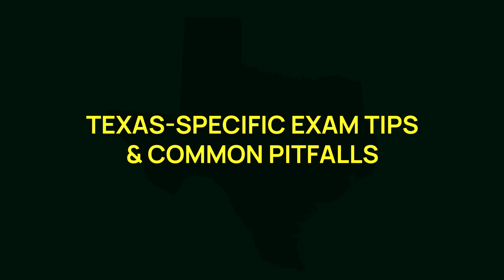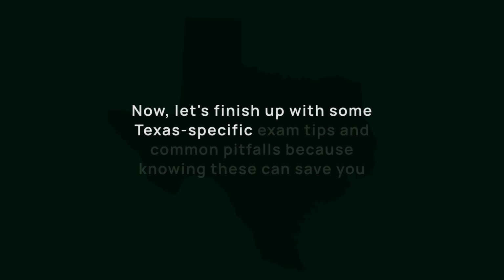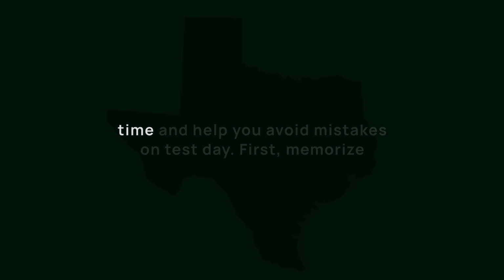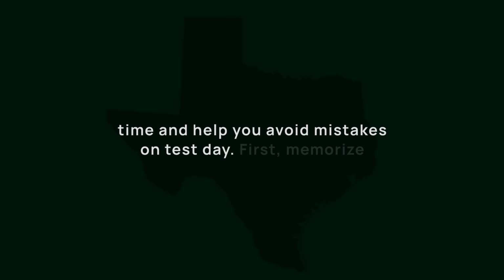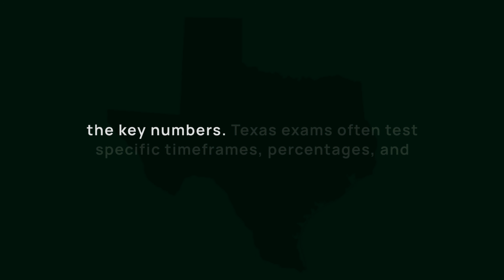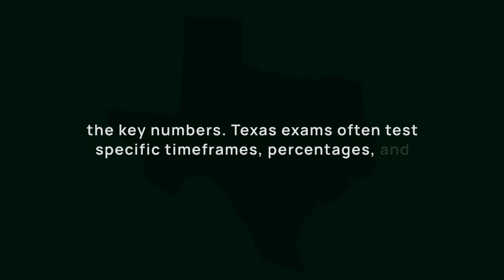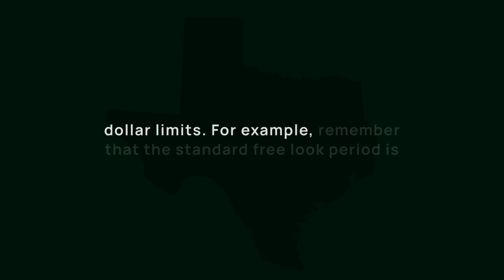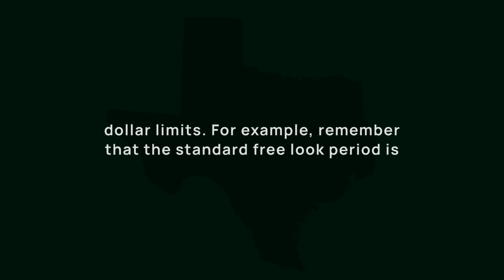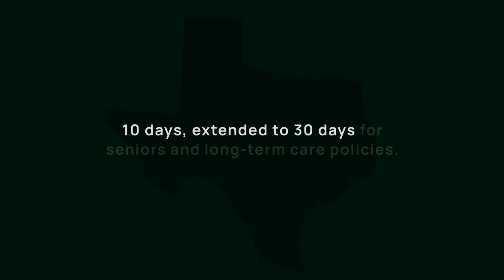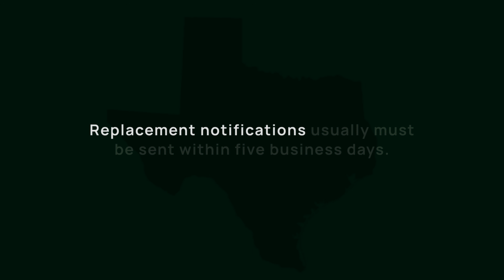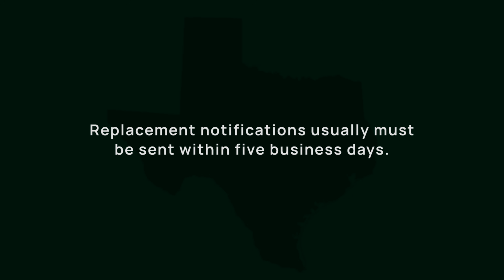Texas-specific exam tips and common pitfalls. Now let's finish up with some Texas-specific exam tips and common pitfalls, because knowing these can save you time and help you avoid mistakes on test day. First, memorize the key numbers. Texas exams often test specific timeframes, percentages, and dollar limits. For example, remember that the standard free look period is 10 days, extended to 30 days for seniors and long-term care policies. Replacement notifications usually must be sent within 5 business days.